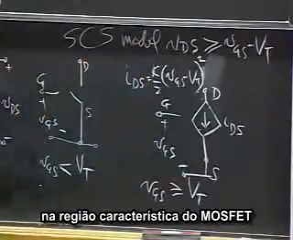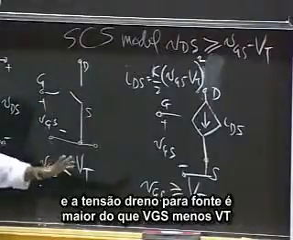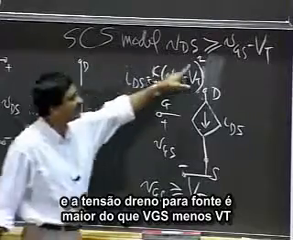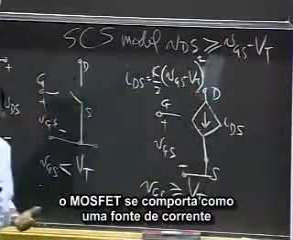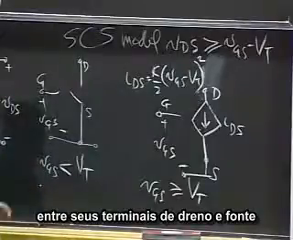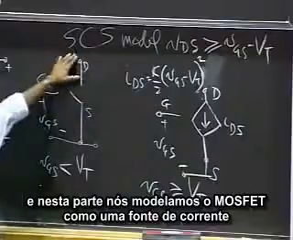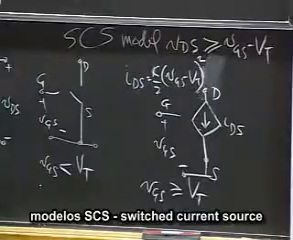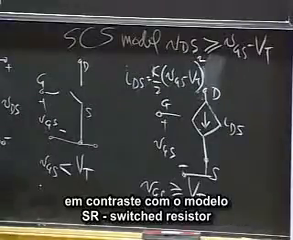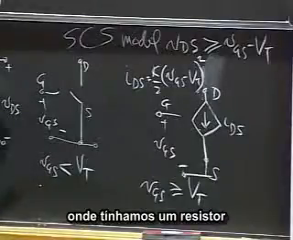So in the region of the MOSFET characteristics where VGS is greater than VT and the drain to source voltage is larger than VGS minus VT, the MOSFET behaves like a current source between its drain and source terminals. And in that part, we model the MOSFET as a current source. Okay? And so not surprisingly, that part of the model is called the SCS model. In contrast with the SR model, where we had a resistor.